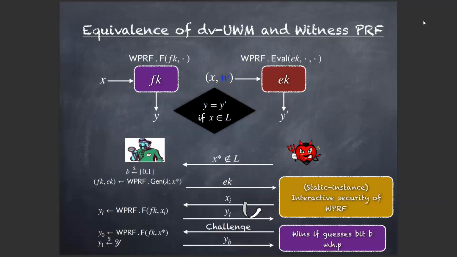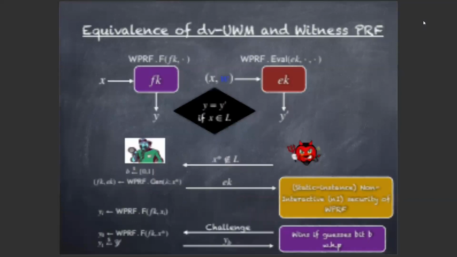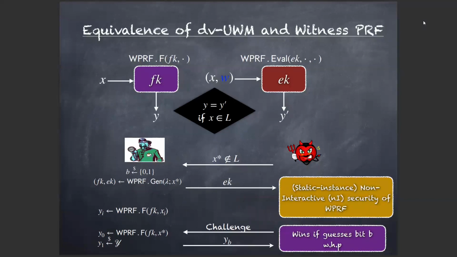Okay. Now we call this static instance interactive security. Why interactive? Because the adversary interacts with the challenger, and it's static instance because X star is given upfront. One can think of an adaptive variant, but for our purpose, this is enough. And if you remove the interaction phase, we call it non-interactive security, or NI.